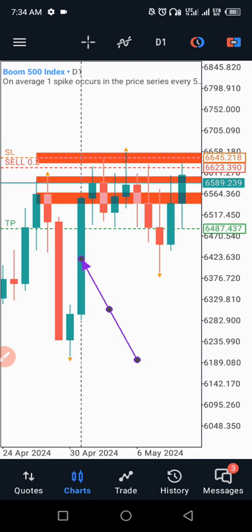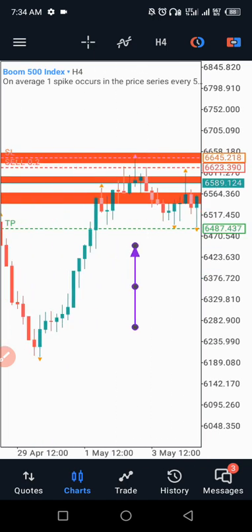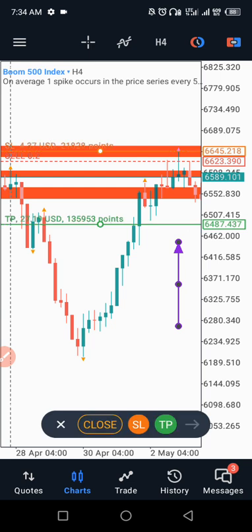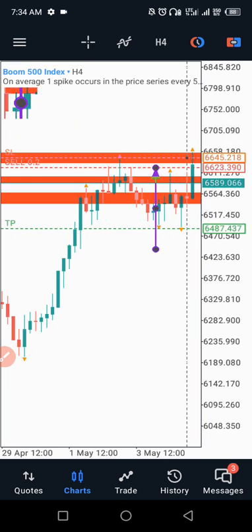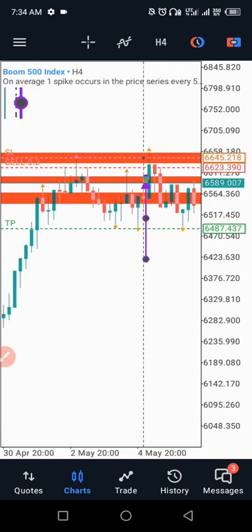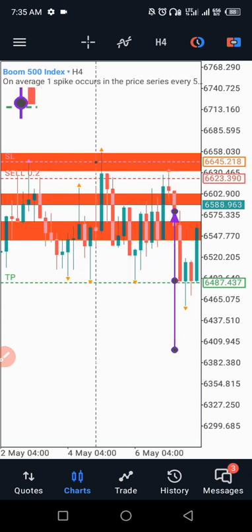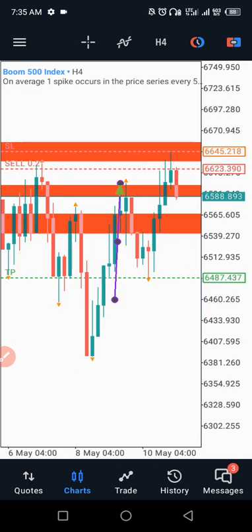So what we want to do now is go to the 4-hour time frame to see things more clearly and better. On the 4-hour time frame, you can see the third zone that I marked, which is this particular zone here. You can see the first rejection here, and then price came to make the second rejection, and then the third rejection here. Now we can see that price is coming back to that same level.